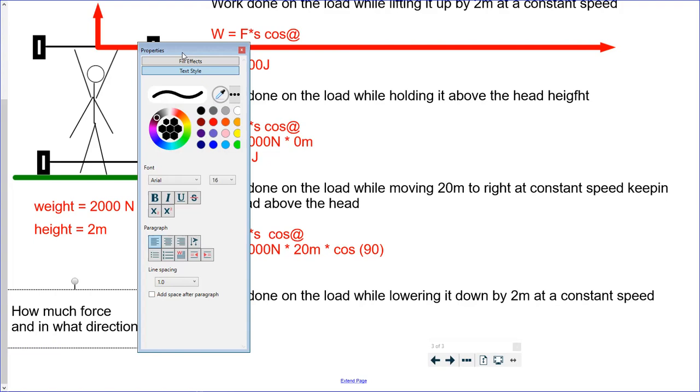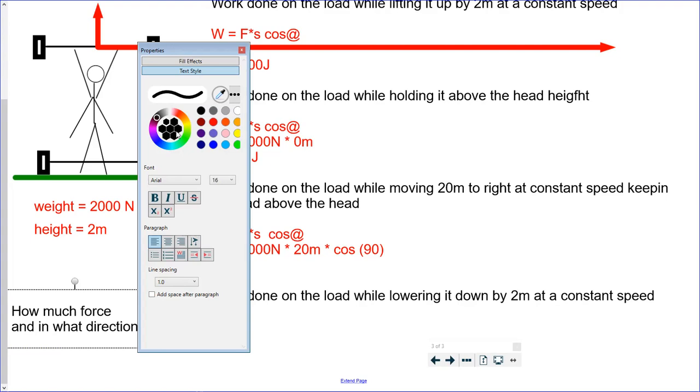Aisel, I can see your answer, but we will discuss it in a moment. Fatma, can you hear me? Okay, how much force and in what direction? No, both of the answers. The trick is constant speed. Still, we want to lower it down with a constant speed. So what will be the expression?